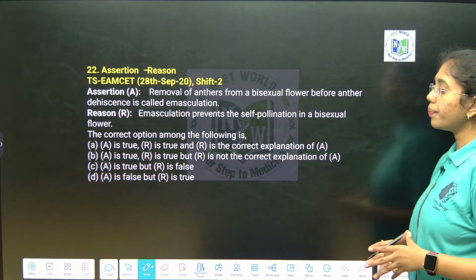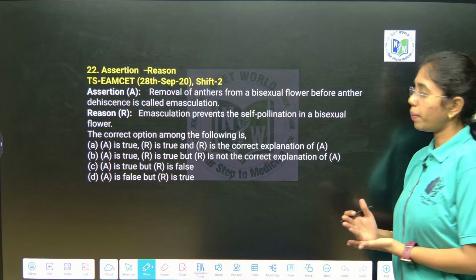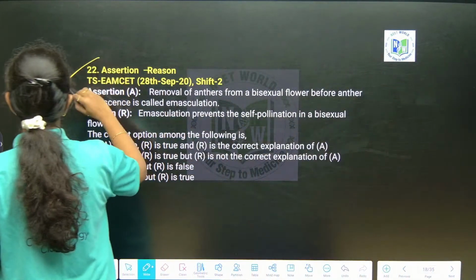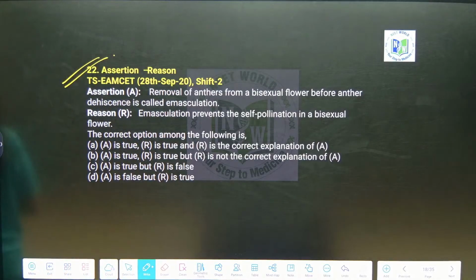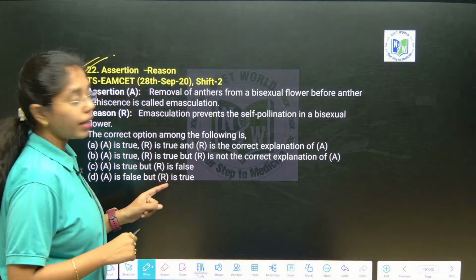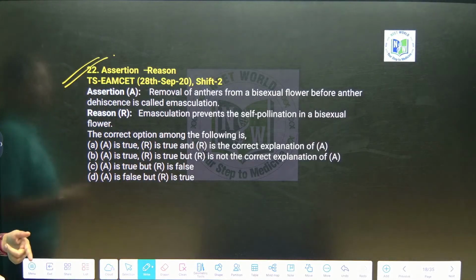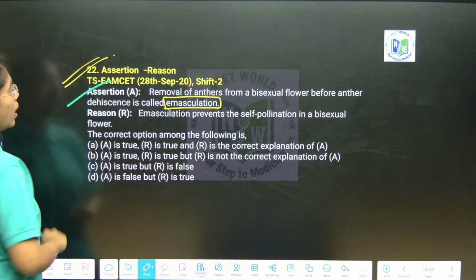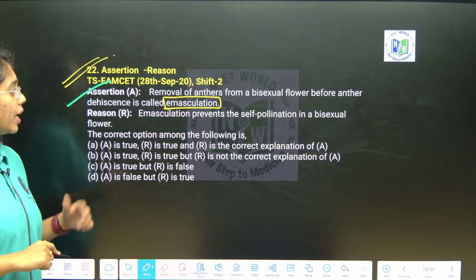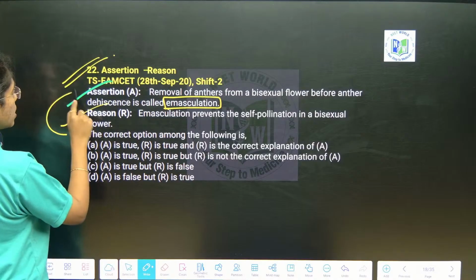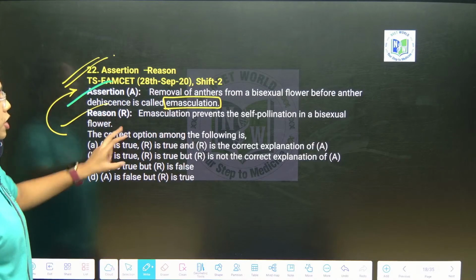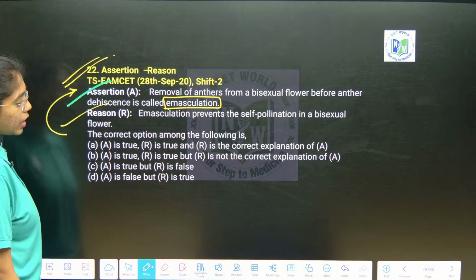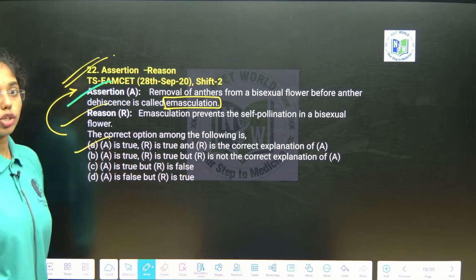Next question, you look into assertion and reason type again. In the assertion, removal of anther from a bisexual flower before anther dehiscence is called emasculation. Okay, true. Emasculation prevents self-pollination in bisexual flowers. Correct. So, here the reason is explaining the assertion. Why emasculation is being done is explained in the reason. So, here A and R are true. R is the correct explanation of the assertion. Option A is the right answer.